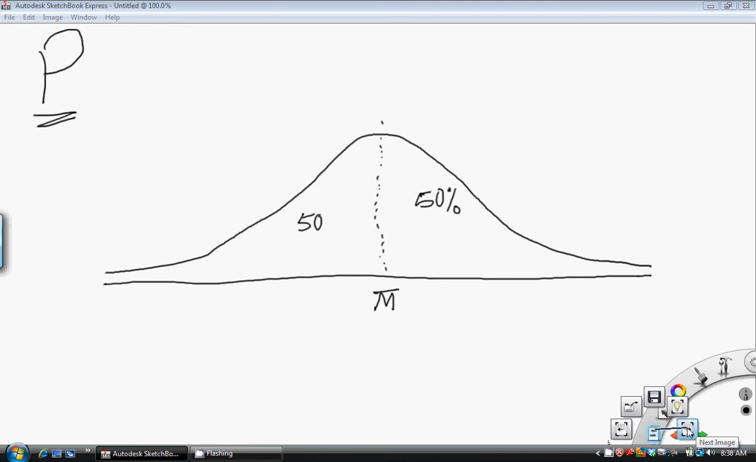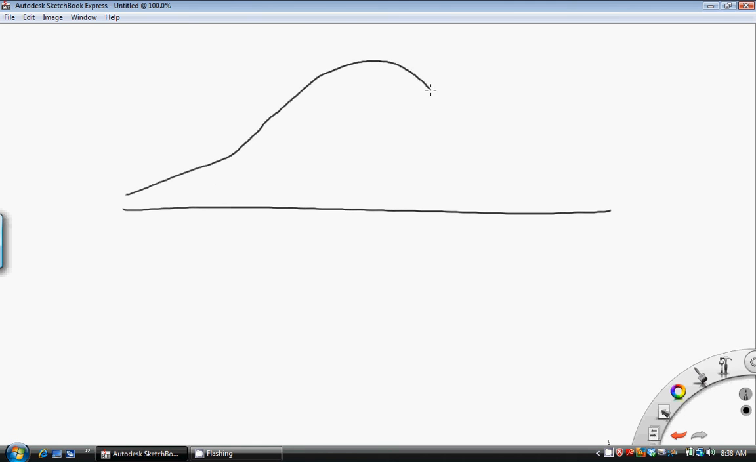Let me erase this. There we go. And redraw my curve here. So now we've got the mean right here in the middle, the most probable value. And again, I apologize for not drawing a straight line.